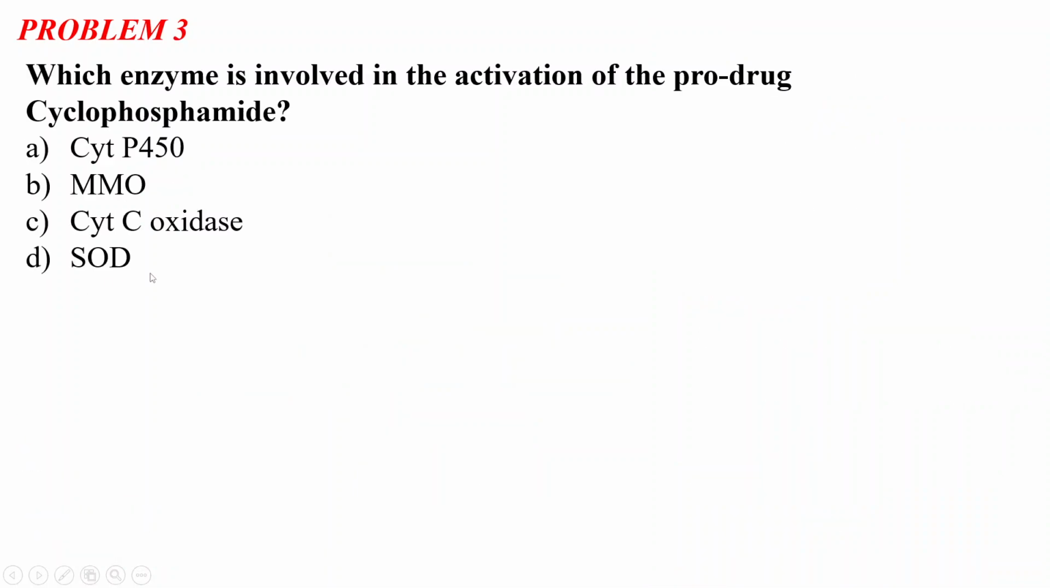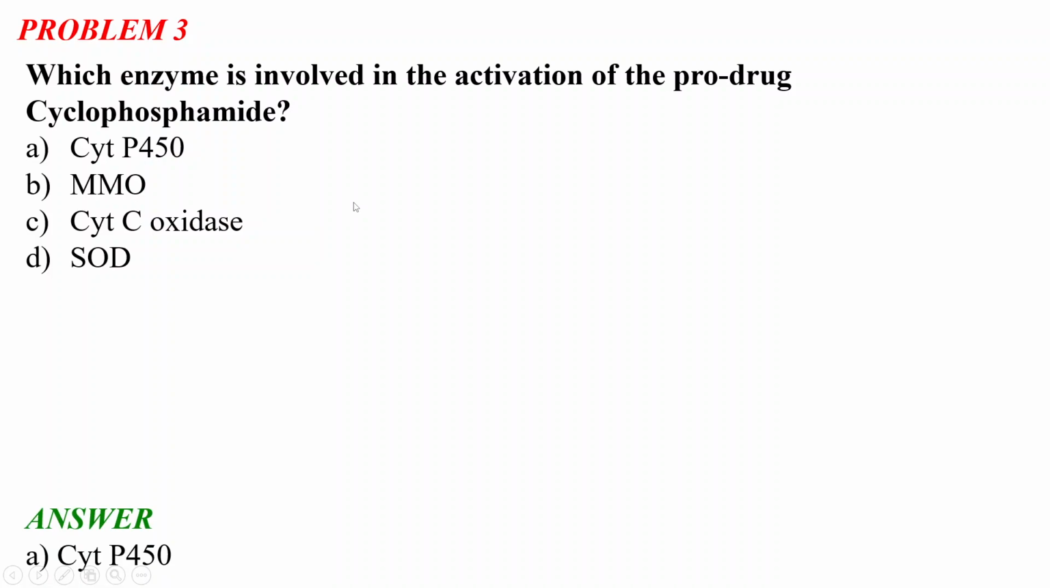Problem number 3 asks: which enzyme is involved in the activation of the prodrug cyclophosphamide? The options are A, cytochrome P450, B, MMO, C, cytochrome C oxidase, and D, SOD, which is superoxide dismutase. You have to identify the correct enzyme involved in the activation of the prodrug cyclophosphamide. Okay, now I will show you the answer first, then we will discuss cyclophosphamide.